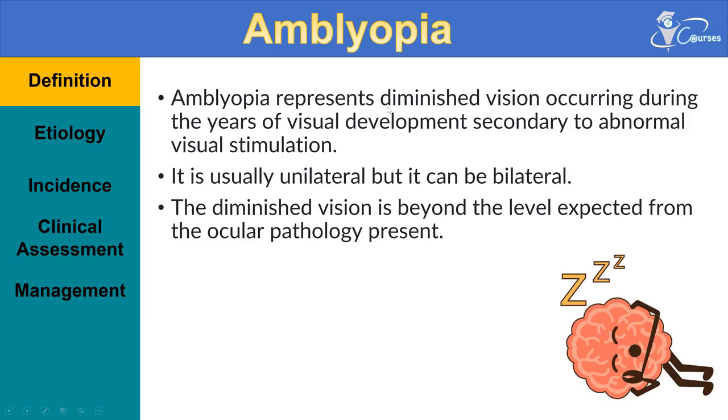And this will be due to interruption of a stimulus. So basically, it is usually unilateral, like when there is cessation of the visual stimuli or abnormal visual stimuli to one eye. This will result in that the brain will neglect this eye. So this will result in what's called lazy eye. Actually, it is a lazy brain rather than a lazy eye. So it is mostly unilateral. However, it can be bilateral as well.